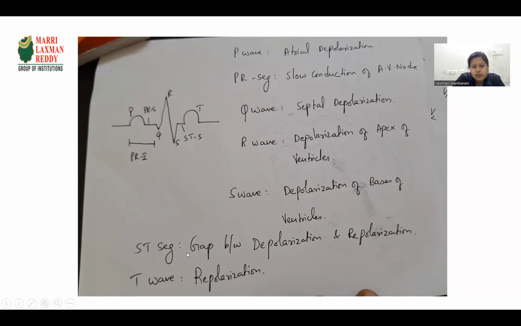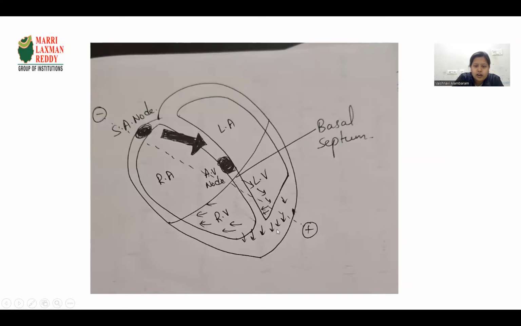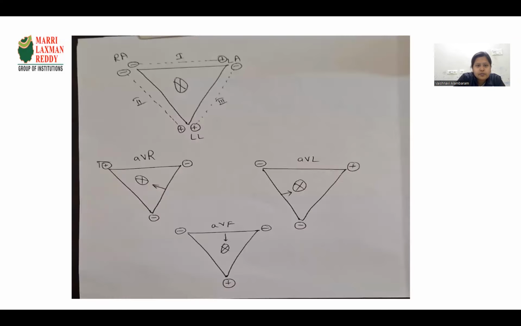So your ST segment is a gap between depolarization and repolarization. For an instance, before the starting of repolarization, there is a particular gap. At that point of time, the action potential transfer is 0. That's why you get an ST segment. You get an isoelectric line, a horizontal isoelectric line. T wave represents the repolarization. So repolarization, what happens? Already I have told. Negative charge moving away from the positive charge, you get a positive deflection.